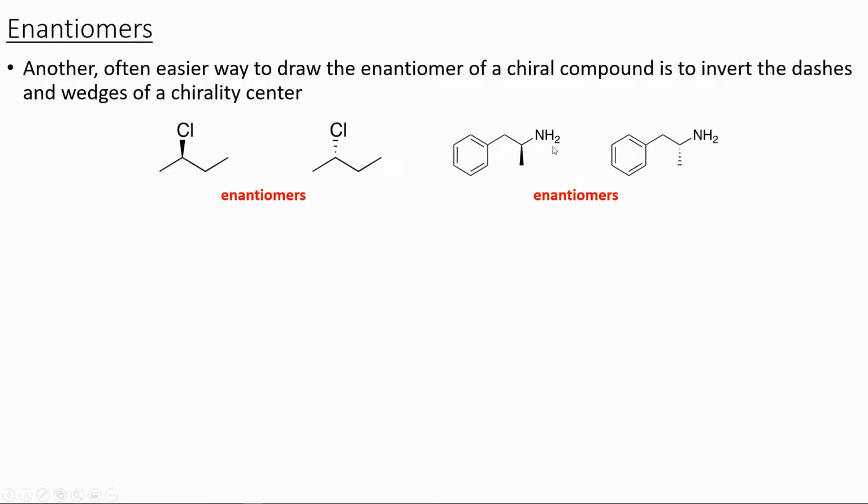So for example, with this molecule here, we're able to indicate that there's a different stereocenter because the methyl group is wedged on the left molecule and dashed on the right molecule.